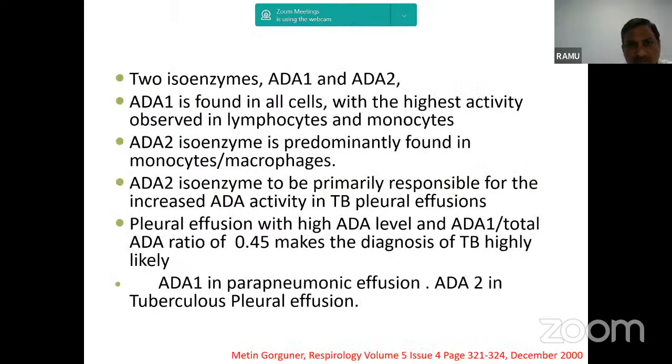There are two types, ADA1 and ADA2. ADA1 is found in cells, with the highest activity observed in lymphocytes and monocytes. ADA2 is predominantly in monocytes and macrophages. The ADA2 isoenzyme is primarily responsible for the increase of ADA activity in tuberculous effusion. So an ADA2 to total ADA ratio of 0.4 makes the diagnosis highly likely tuberculosis.